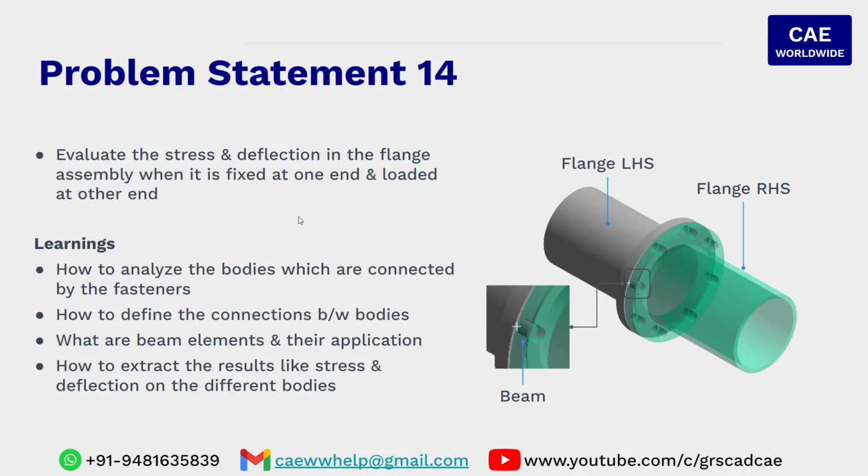The next problem is there are two flanges, LHS and RHS, which are connected by some fasteners, and those fasteners are inserted into the holes over here. How the fasteners can be simplified to just beam elements and the results can be extracted on both the flanges by conducting the FEA study. The problem statement reads like this: evaluate the stress and deflection in the flange assembly when it is fixed at one end and loaded at the other end.